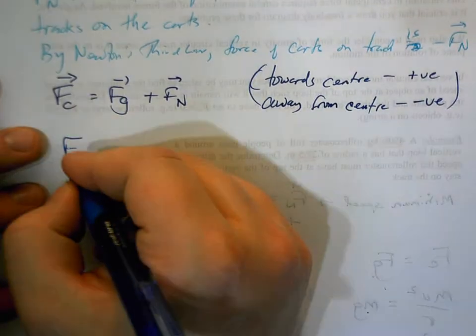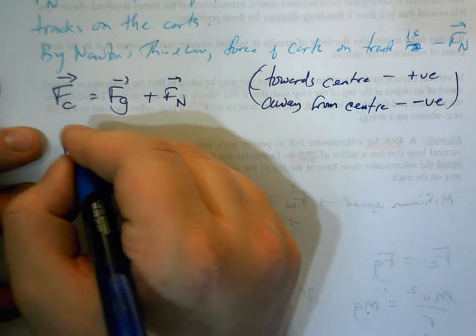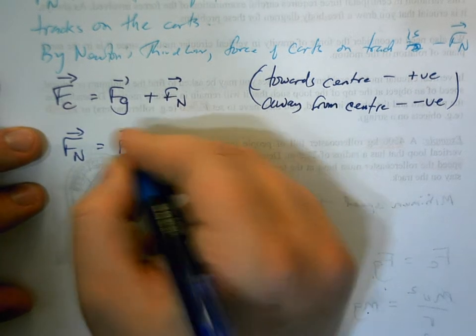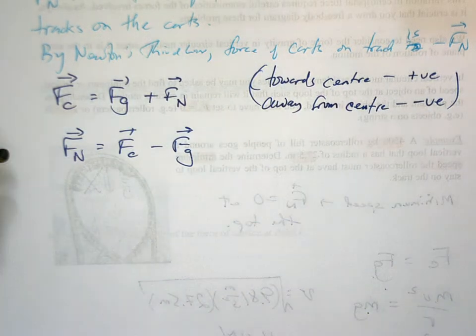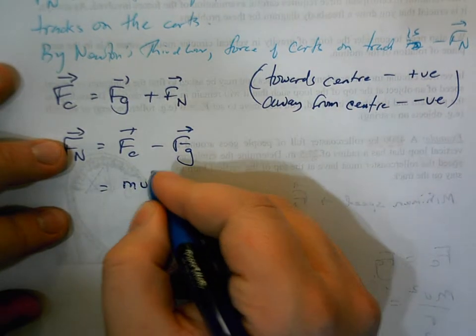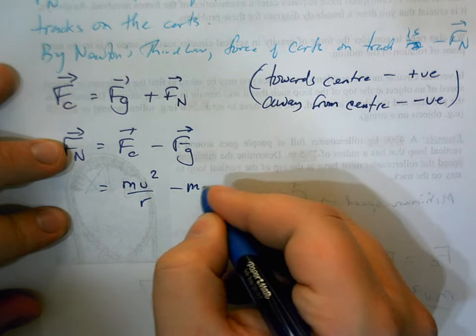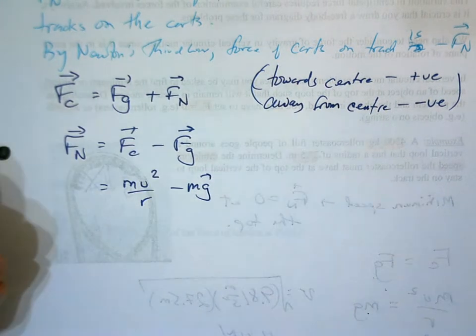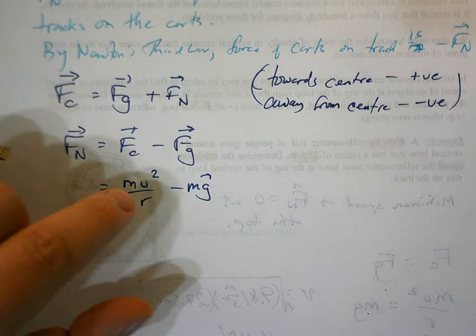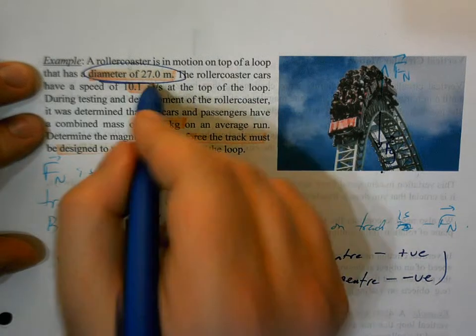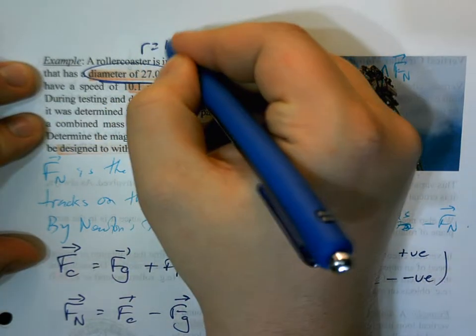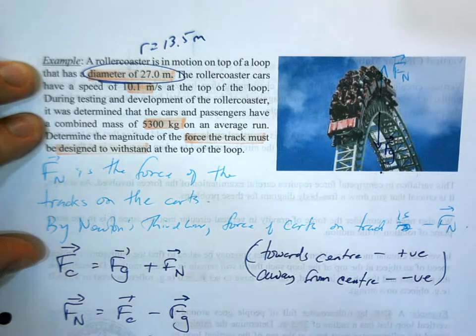So based on what I have, the normal force is going to be this centripetal force minus this force due to gravity. So we have mv squared over r minus mg. So we are provided m and v, we know g. R we're going to be a little careful with, because we're told the diameter is 27 meters. What they're really saying to us is that the radius is 13.5 meters, so we got to watch for that.